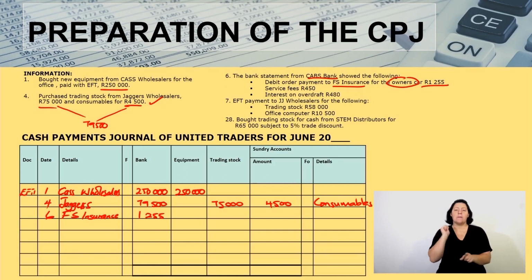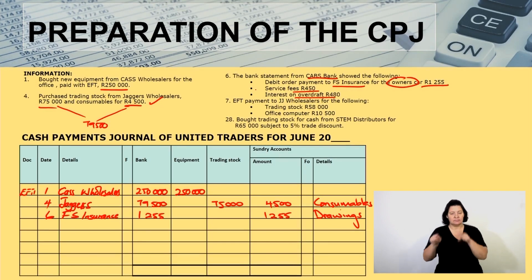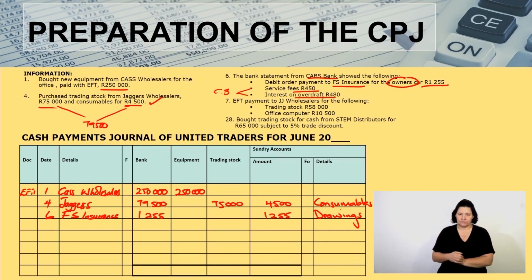That $1,255 was for the owner's car. So once we are paying for the owner's car, it becomes what we call drawings. So I'm coming to my sundry accounts, $1,255. Then we're going to say drawings, like that. After our drawings, we are going to go to service fees $450 and interest on overdraft $480. These two amounts are being paid over to Cabs Bank.